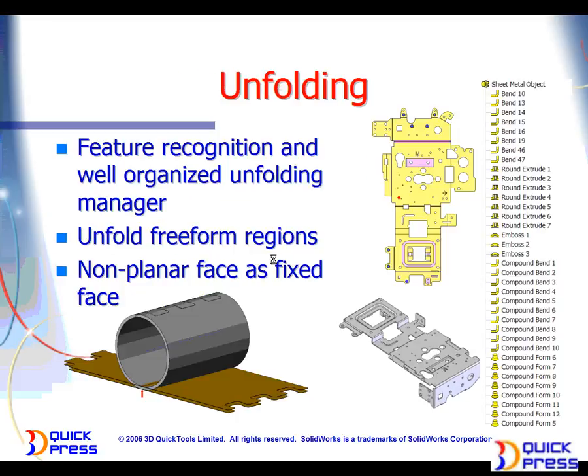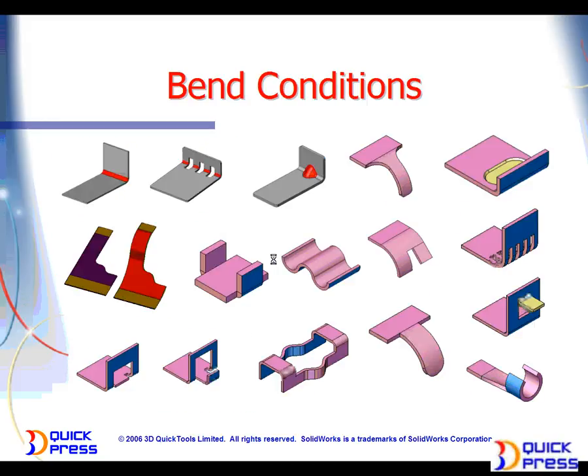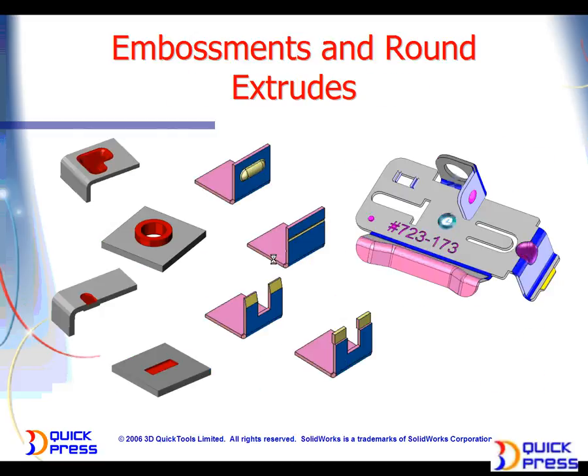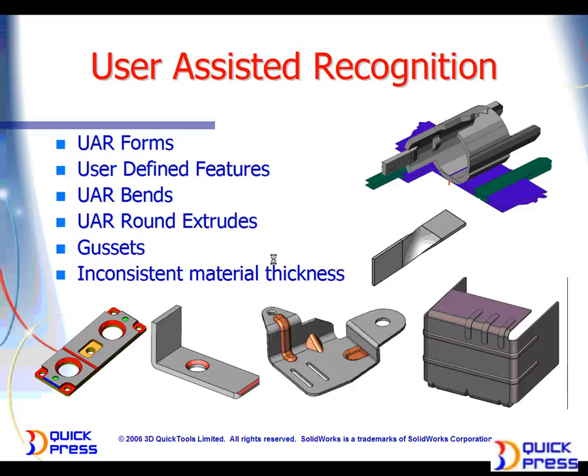In the unfolding area, we can import data coming from pretty much any source. So when you talk about getting IGES files or STEP files, Parasolid files, all types, you simply open those and we do the unfolding for you. We have a very unique unfolding interface. It has the actual features recognized that are sheet metal oriented features, and of course we can support a number of different conditions both in bending and embossments, round extrudes, metal deformation, coining, gussets, multiple stage forming, and you mix all those together.